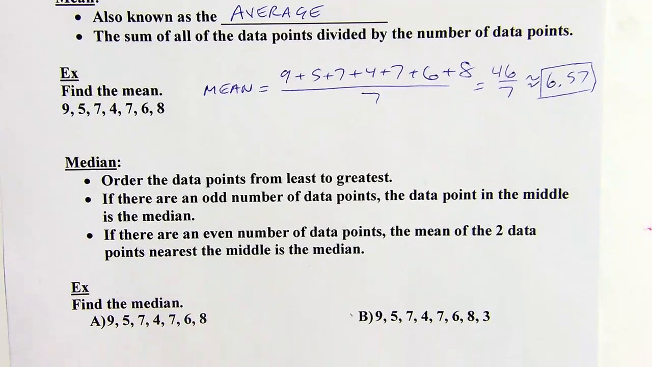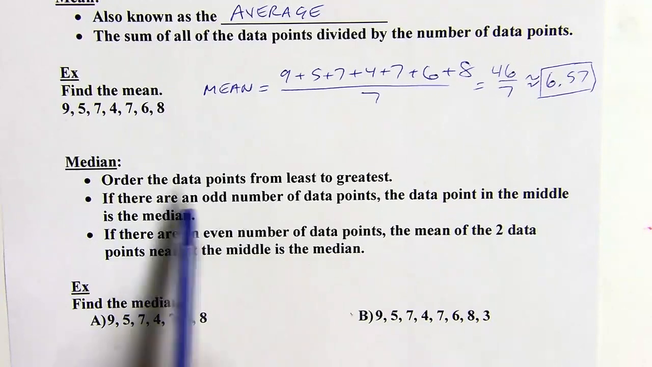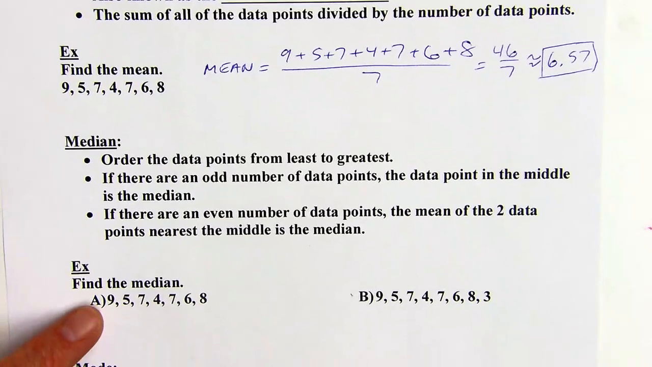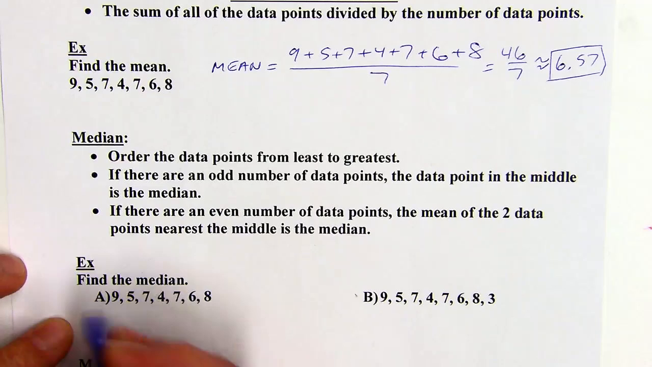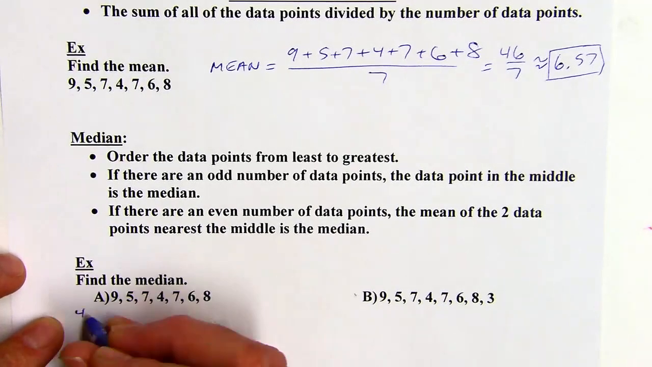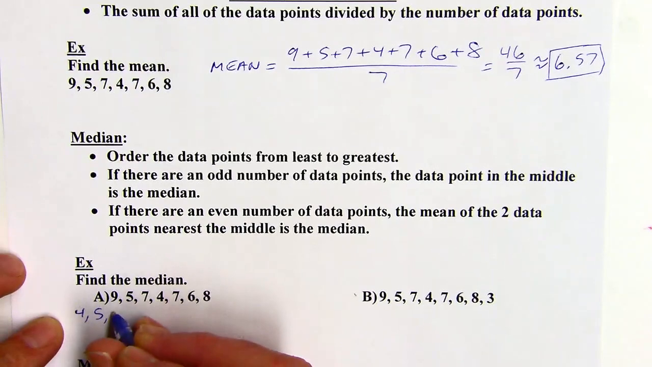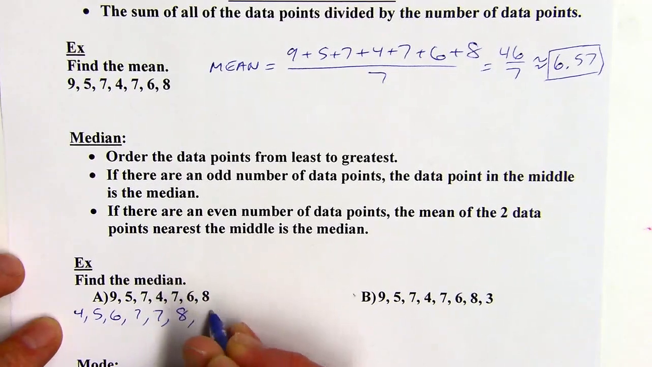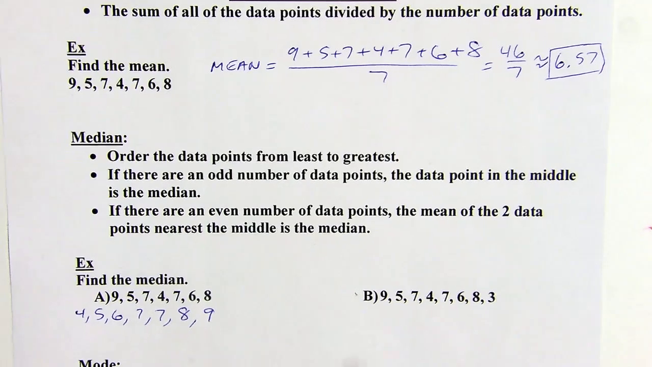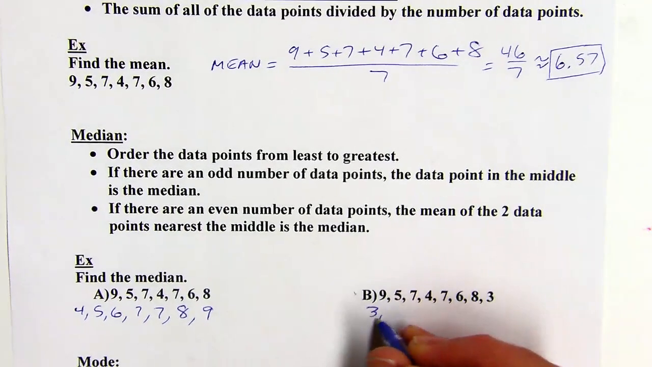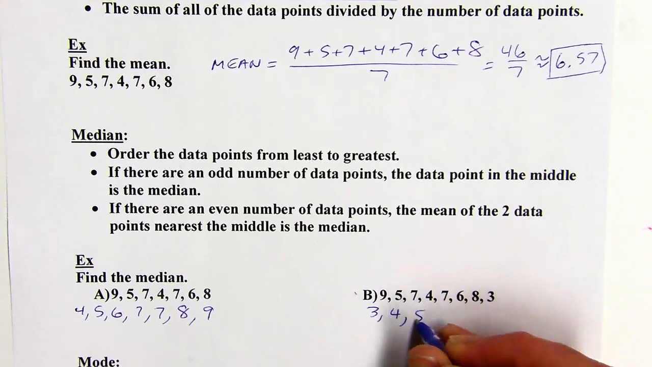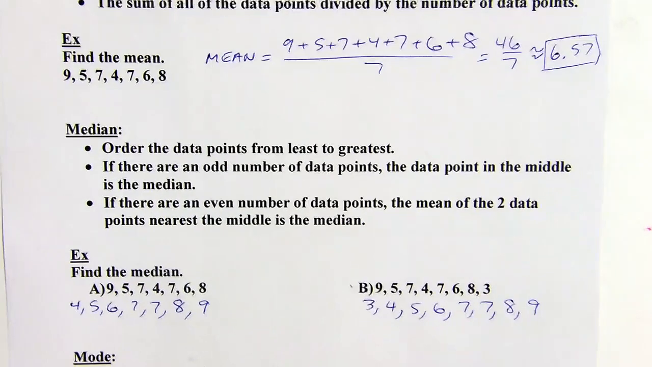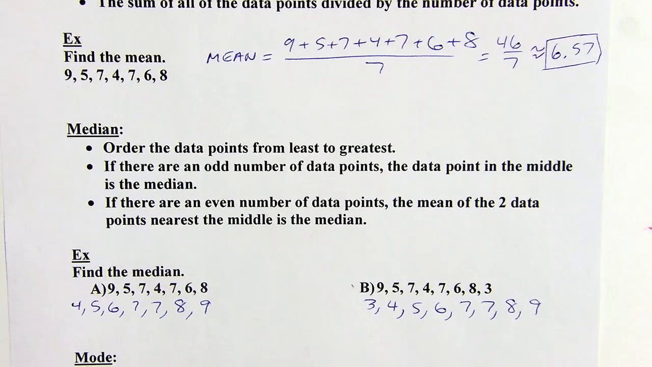To find the median of a set of data points, what we're going to do is order the data points from least to greatest. Let me do that first step here on this example. So let's see, the 4 is the smallest. Then I've got a 5 and a 6. There's 2 7s, an 8 and a 9. I'll order these while I'm at it. So the 3 comes first here, then 4, 5, 6, 7, 8, and 9. Okay, so I've ordered both of those sets from least to greatest.